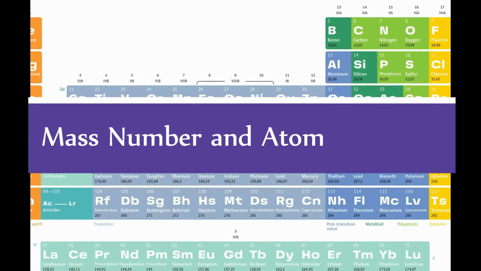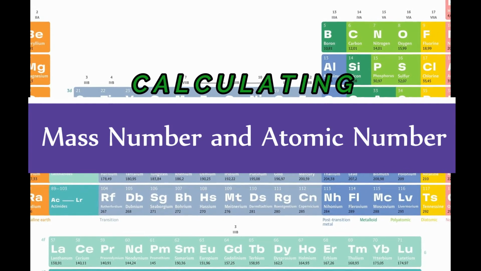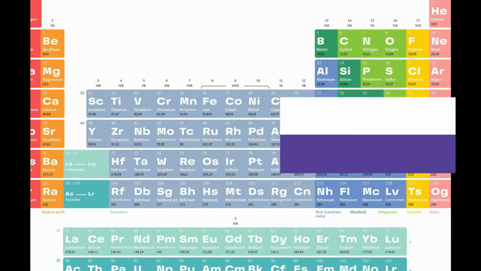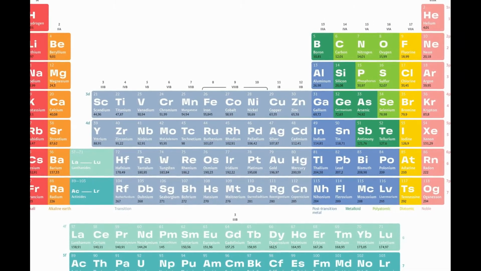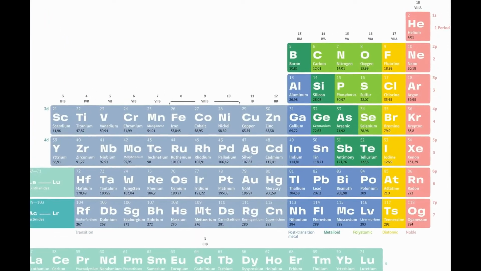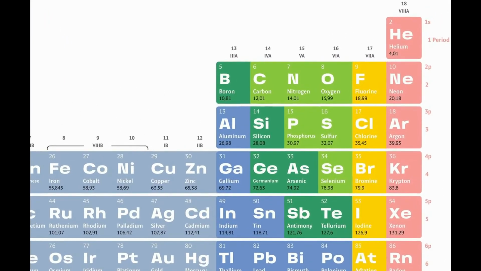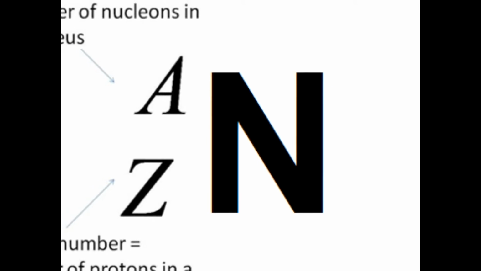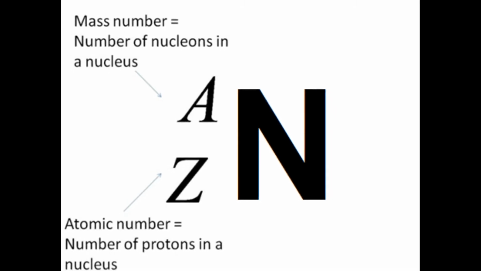In this video, we will define the terms mass number and atomic number as they relate to the atom, and look at some examples and ways of working out the mass number and the atomic number. Select any element in the periodic table, say nitrogen for example. Nitrogen has the symbol N, and to complete the overall representation we must add a number to the top left of the N and another number to the bottom left of the N.